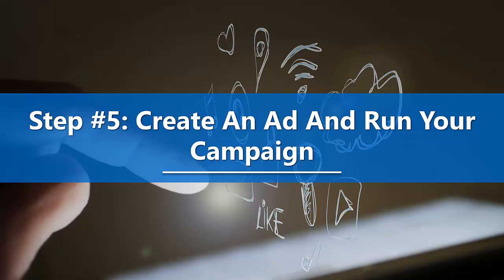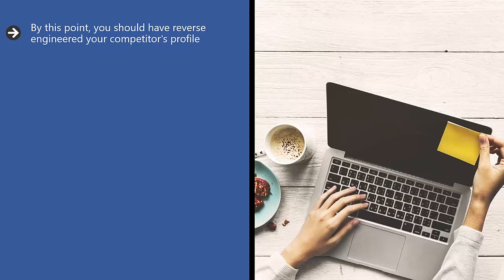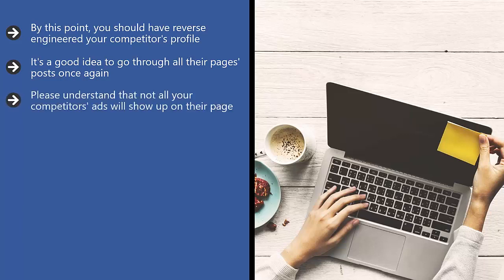Step number 5, create an ad and run your campaign. By this point, you should have reverse engineered your competitor's profile. You should have made educated guesses as to what kind of ads they run or which of their posts they have promoted. It's a good idea to go through all their page's posts once again.